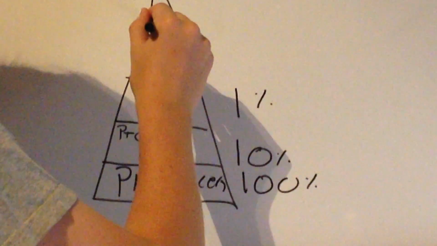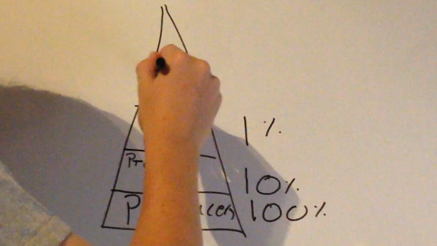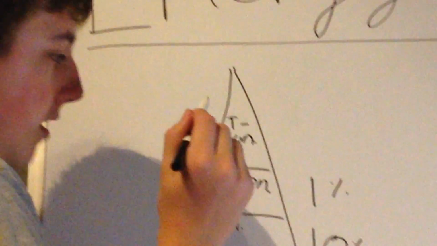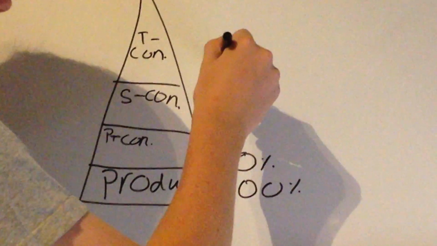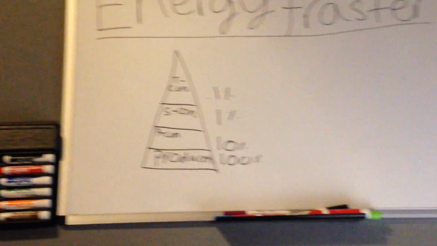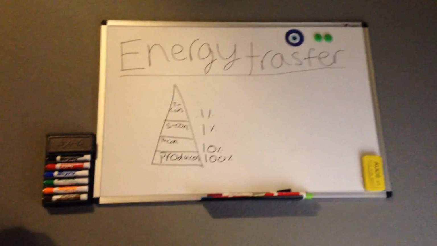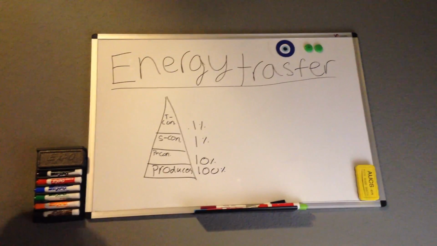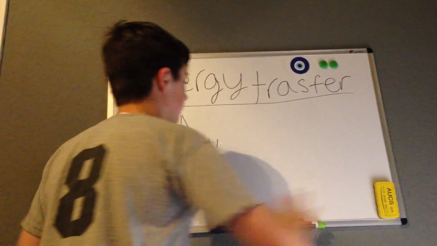Then on top is tertiary consumers. They only get 0.1%. That's why a tertiary consumer has to eat much more than a primary consumer, because they're generally larger and more adept.